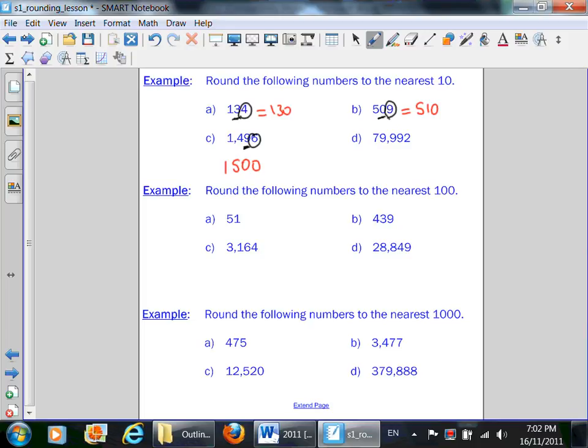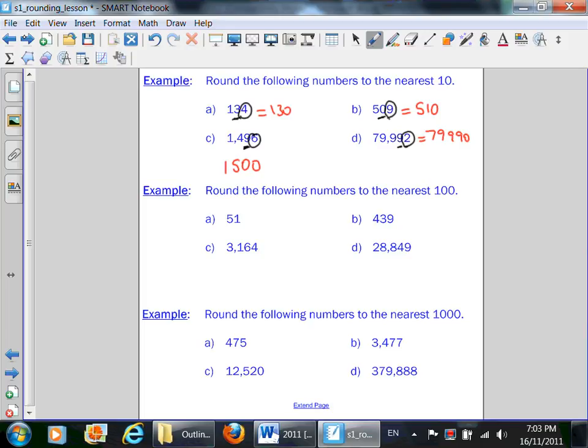And last with this batch of examples, we have 79,992. The number in the 10 spot is the third 9. The number to the right of it, the 2, tells us how to round. It's 4 or lower, so we round down to 79,990.